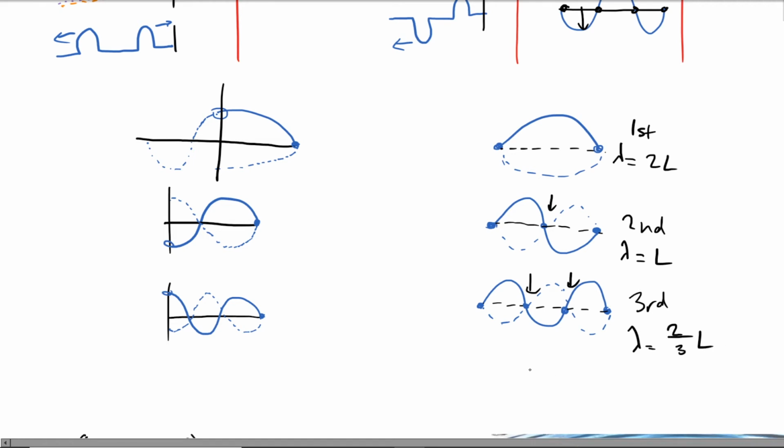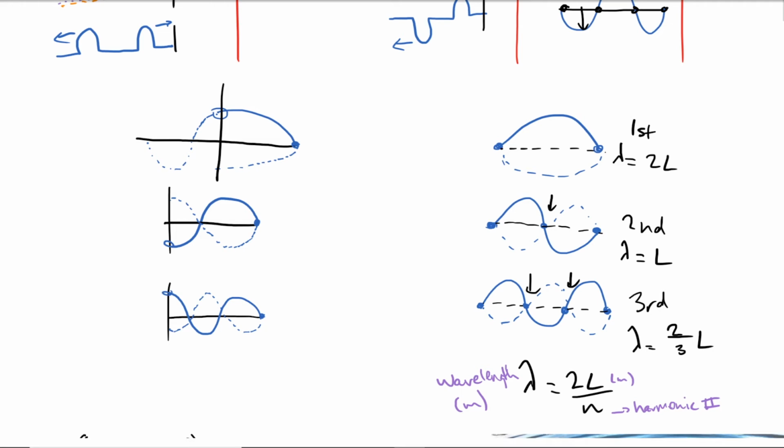And in general, we can just write that lambda is 2L over N. So again, this is the wavelength in meters. This is the length of the string in meters. And N is the harmonic number. And N is actually unitless.